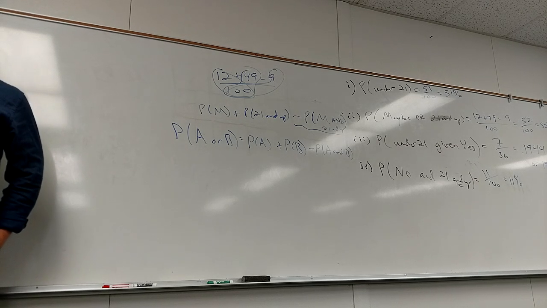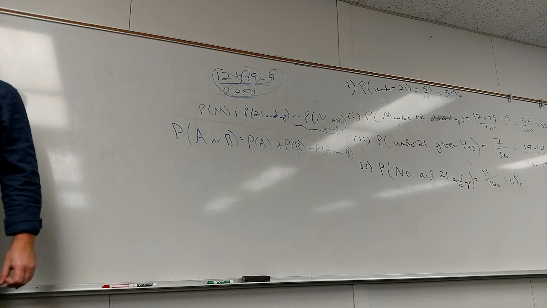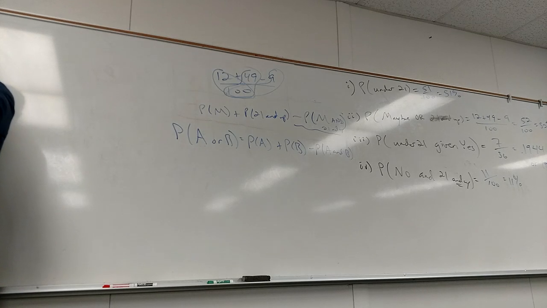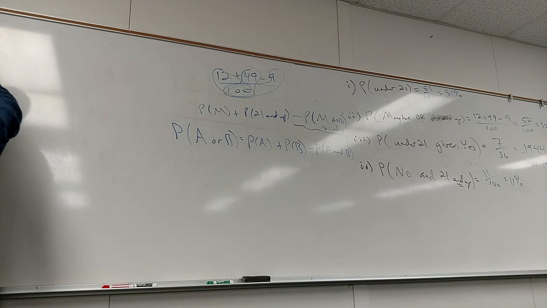Are you going to use union symbols? Write out "and" or. Yeah, I'm going to write out "and" and "or." Kind of matches the book. The given, I'm going to use a symbol here in a minute.